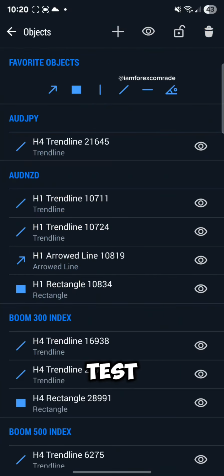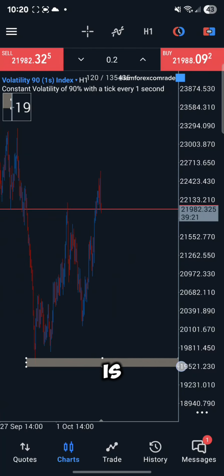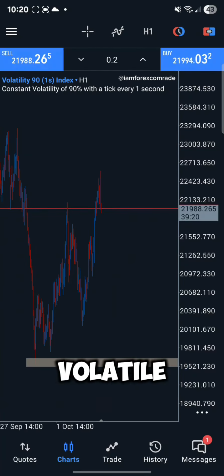So I'm just going to test if this is that volatile, because maybe I can actually go back to Volatility 75, because V75 is very good. If you just catch a sniper entry on V75, you can collect as much profit as you want because it's very volatile.